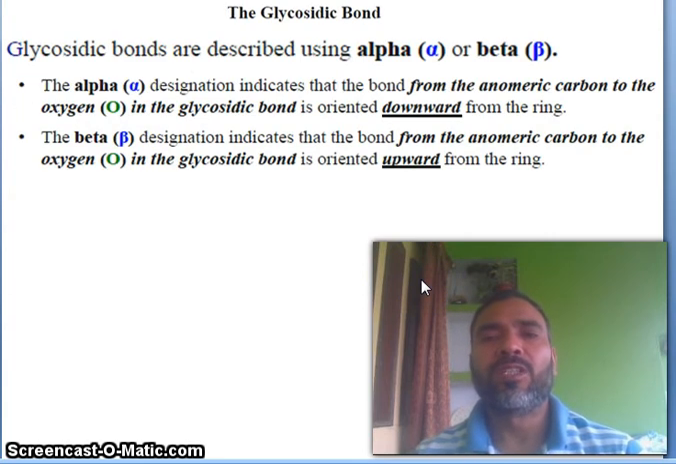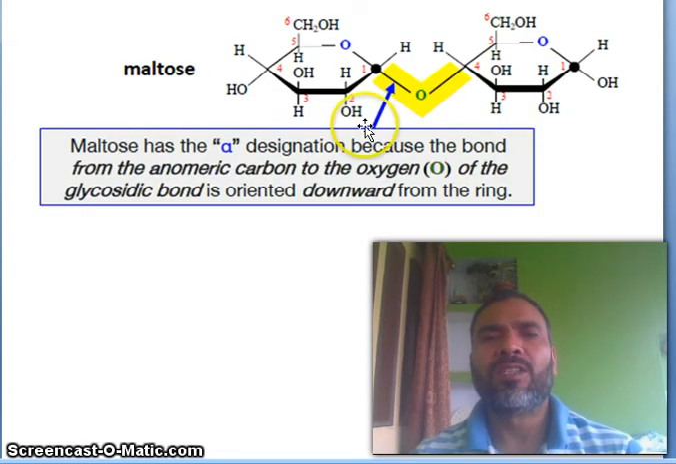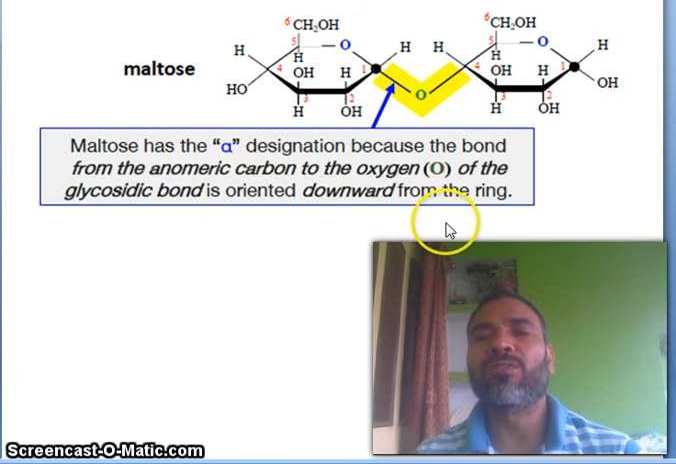Now you know the alpha and beta. What is the meaning of alpha and beta? You see, there is this linkage. We are saying this is alpha because the bond from the anomeric carbon to the oxygen of the glycosidic bond is oriented downward from the ring. This ring and this ring, this is downward. So we are saying this is alpha.